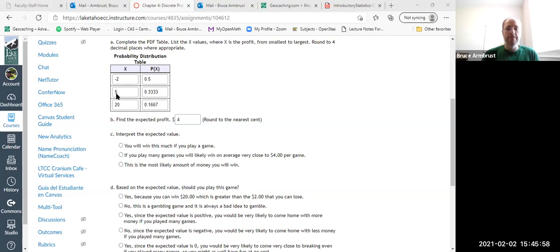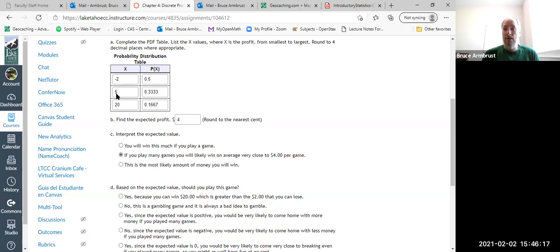Or this is the most likely amount of money you will win. Well, that's false for sure, right? Because again, you can't win $4. So it turns out for this one, if you play many games, you'll win on average $4, right?